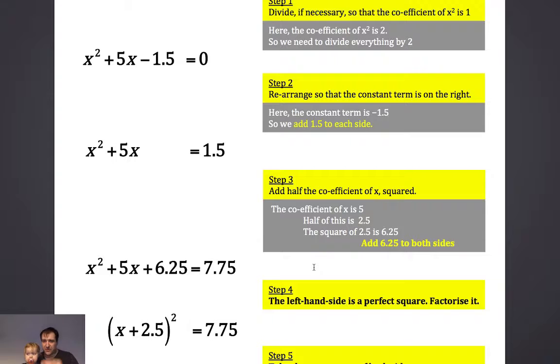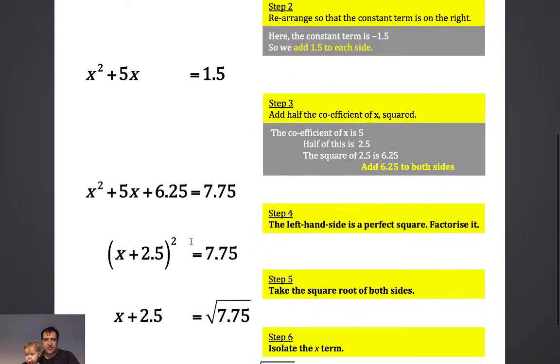You could very easily misread that as being the coefficient of x squared, so the coefficient being 1 and then 1 squared. It's not the coefficient of x squared, it's the coefficient of x and then square that. So be careful with that. In this case, that turned out to be 5. Half of it is 2.5. Square that is 6.25. We added 6.25 to both sides.